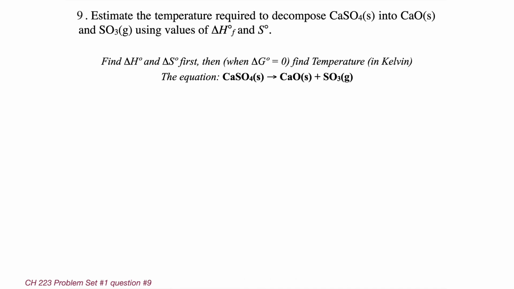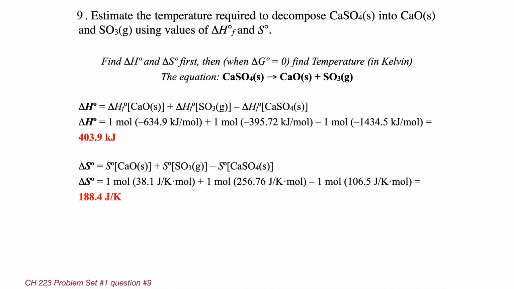So what we want to do, like I said earlier, is find delta H and delta S first, all right? And then we'll figure out what exactly is happening in this reaction. We'll figure out what the ideal temperature is when delta G is equal to 0. And the reaction, once again, is calcium sulfate goes to calcium oxide plus SO3. So delta H, products minus reactants, all right? And again, the products here are the calcium oxide and the sulfur trioxide and the reactant is calcium sulfate. And if you figure out delta H, we get a positive 403.9 kilojoules.